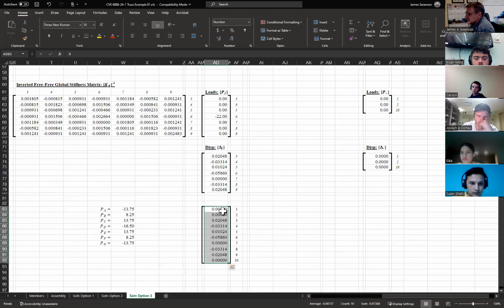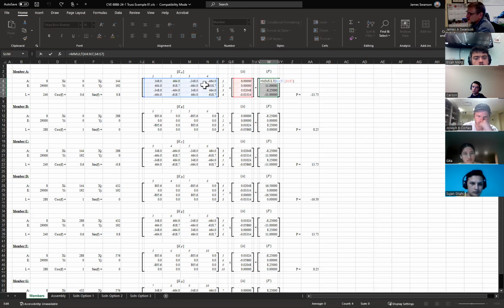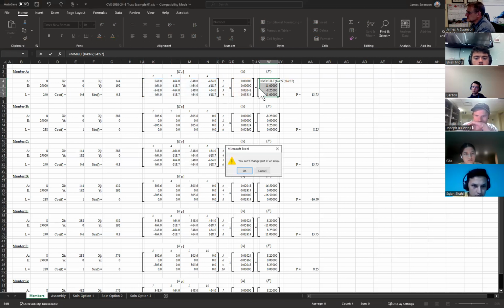Now, the reason that I do that is that I want to use a reference function, a VLOOKUP function or a match function or an index function to be able to look up the displacements at the degrees of freedom. If we go back to the members tab here, if I want to calculate the end actions for any one of my members, I use a matrix multiplication form where I multiply the stiffness matrix for a given element or a given member by the displacements that correspond to the nodes at the end of that member. And so in this displacement matrix delta, yes, I know, thank you.